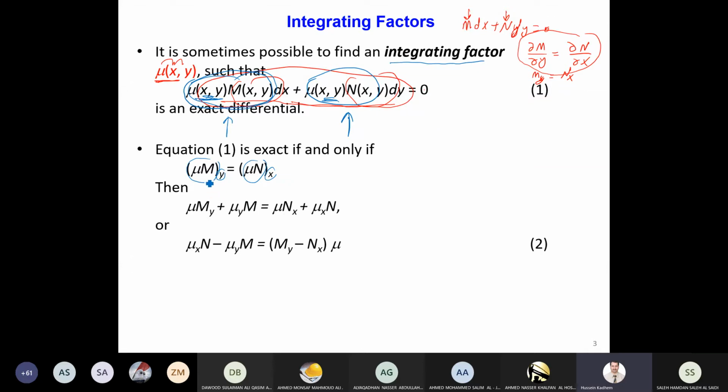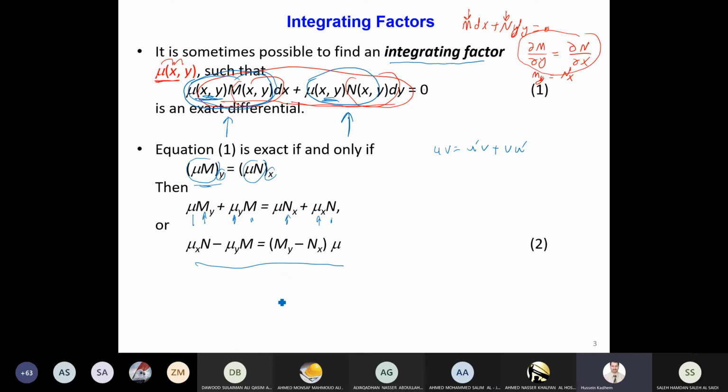Now, mu M here is a product of two functions, so I can't differentiate it directly. We use (uv)' equals u'v plus vu'. You remember how we differentiate the multiplication of two functions? So we get mu_y M plus mu M_y, and mu_x N plus mu N_x. Now rearrange and transfer from one side to another. Next, I'm talking about the theorem here. Later, with an example, it will be very easy.